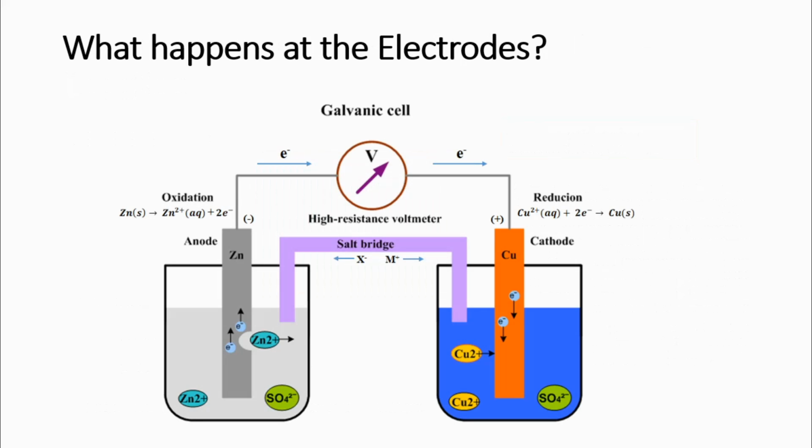Now, what happens at the electrodes? And this is quite interesting. Let's say you have a piece of zinc metal. If you think about what a piece of metal is, it is just a lattice of ions held together by a sea of delocalized electrons. So a piece of zinc metal is just a lattice of zinc ions arranged in an orderly fashion called a lattice, as mentioned, held together by a sea of delocalized electrons.